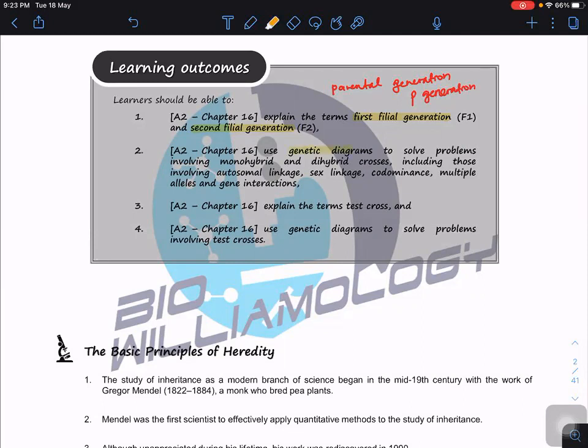And for today, we are going to use genetic diagrams. We have to learn how to use a genetic diagram, or the Punnett square. Okay, we will learn about this Punnett square to solve problems. Today we're going to look at monohybrid and dihybrid crosses.